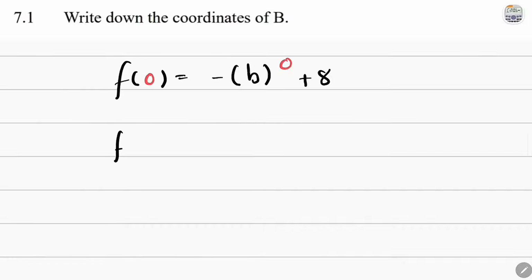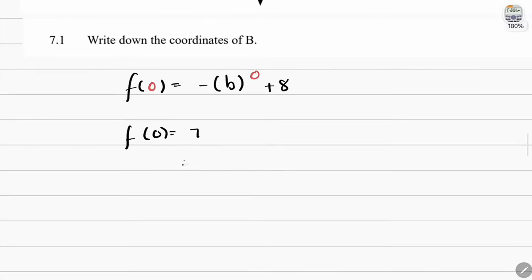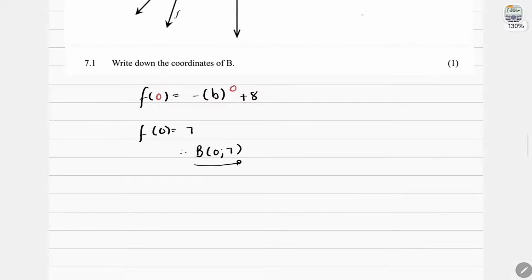Anything to the power of 0 is 1, okay? So this gives us negative 1 because of the negative outside the bracket, and then plus 8. So 8 minus 1 is 7, and so the coordinates of B are (0; 7). And that is our answer. Moving on to the next question.